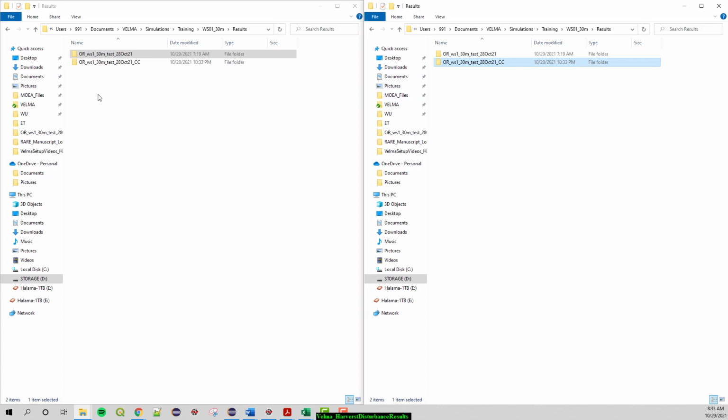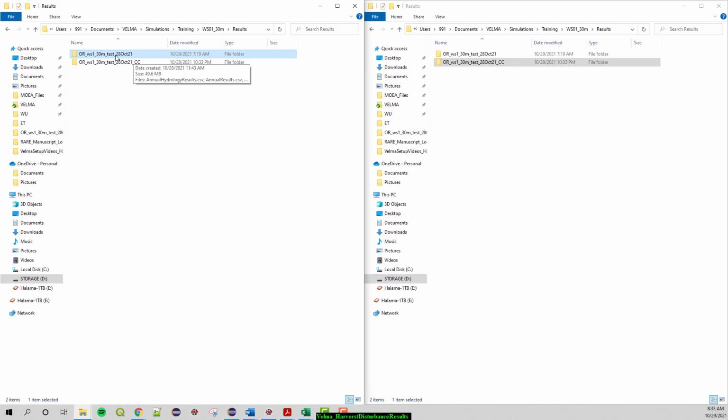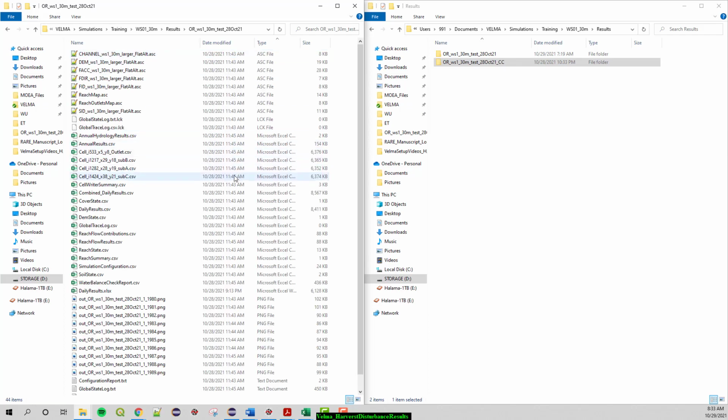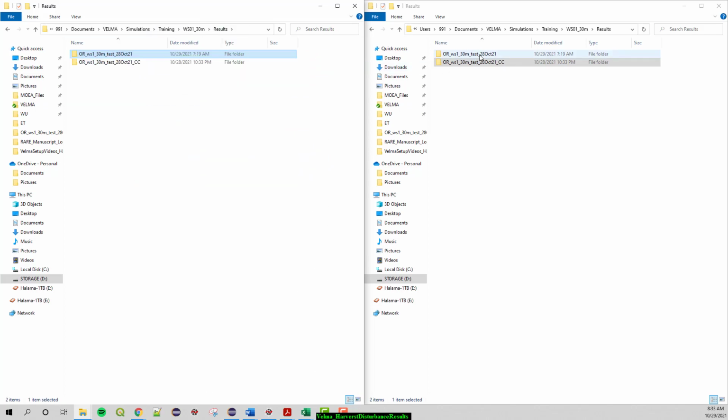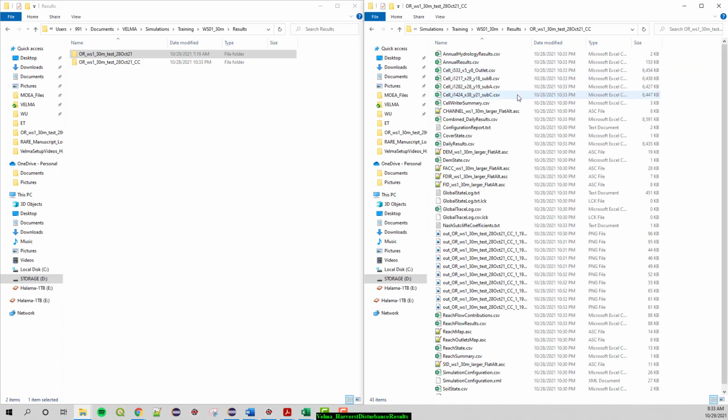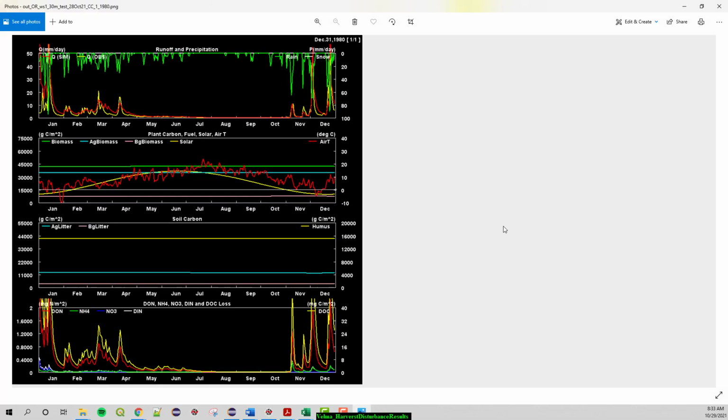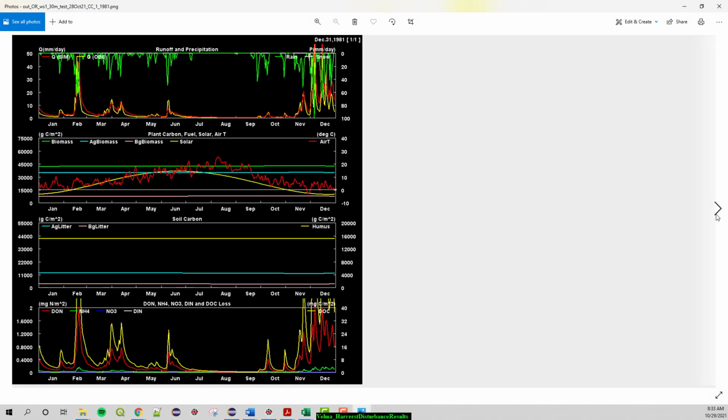And so the reason I'm looking at these two screens here is that we want to compare our baseline, which was our initial run, to these results for the clear cut run. And we might even be able to see the clear cut occur.